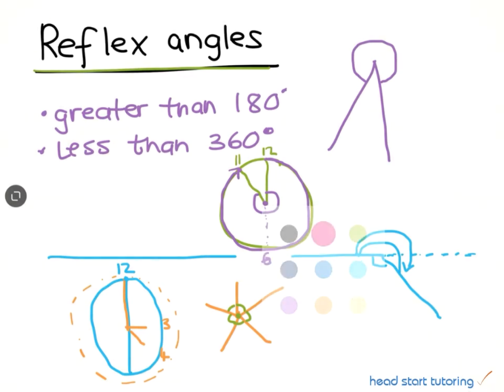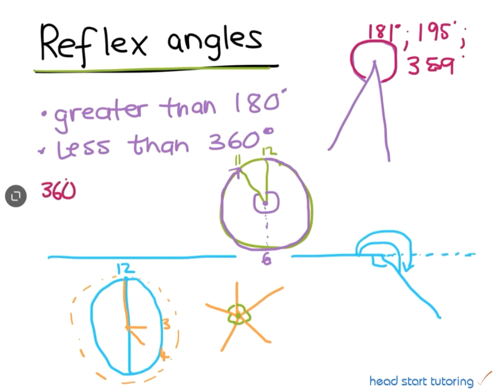So what type of angles are reflex angles? Let's give some examples. Greater than 180, so 181 degrees will be a reflex angle. We could also have 195 degrees. We could have 359 degrees because 359 is less than 360. 360 degrees, however, is called a full revolution.